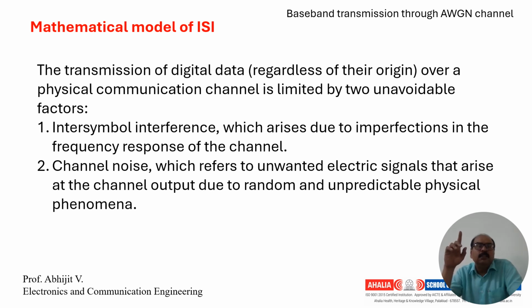This question says: give the two important considerations while designing a physical communication channel. One is intersymbol interference and the second one is channel noise. This was a question that was asked in our previous year paper. So in transmission of digital data, you have two important considerations. The first is intersymbol interference. The second is channel noise. Channel noise is the unwanted signals that arise at the channel output due to random and unpredictable physical phenomena.